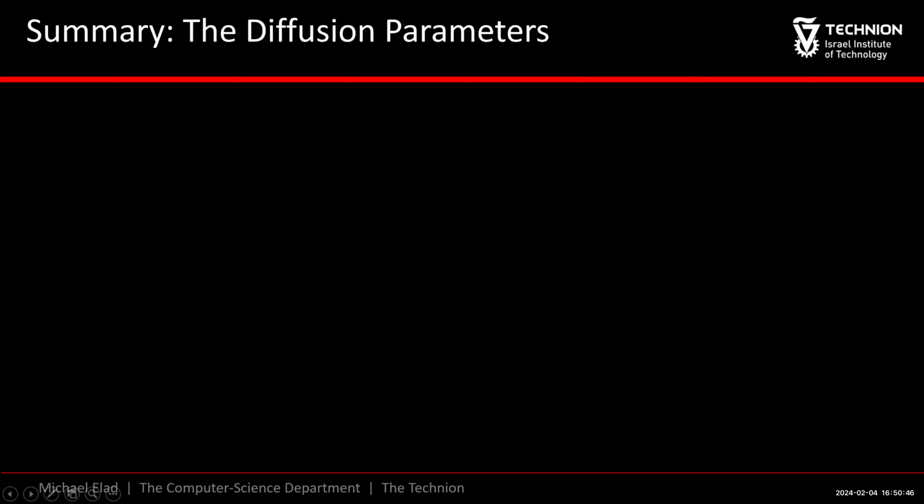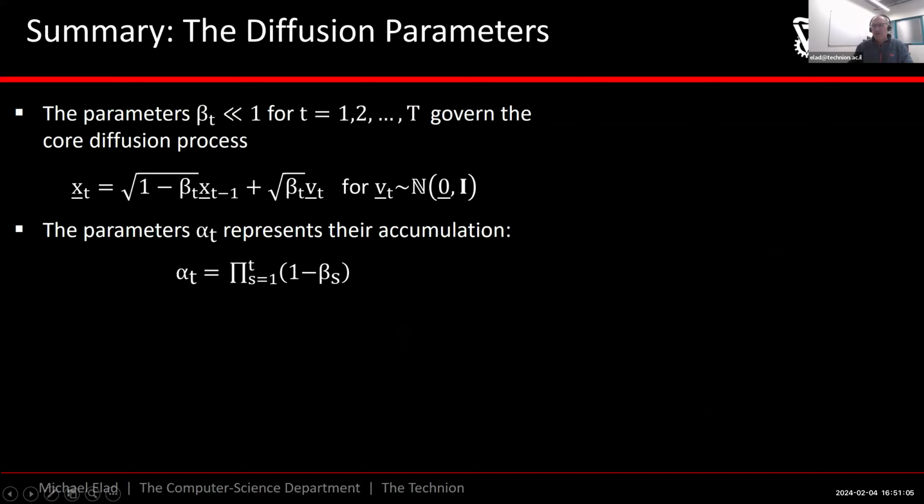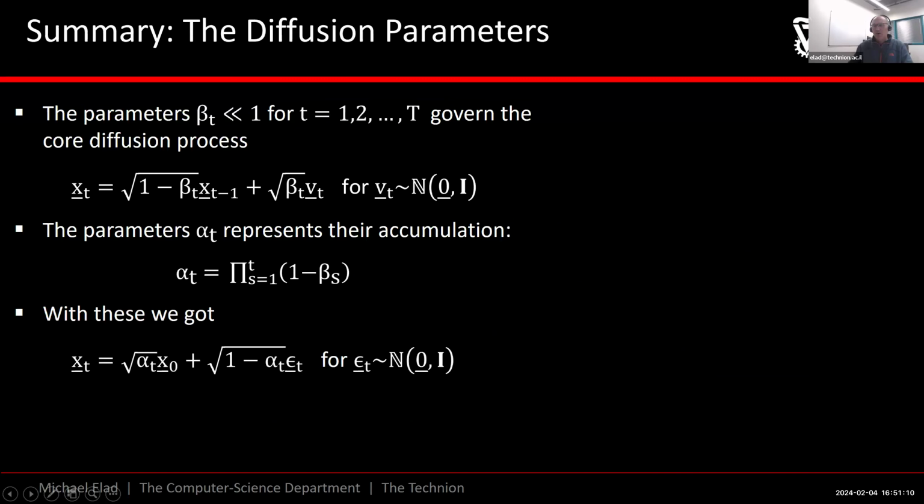Okay, so I'm summarizing. Those betas are very small. Those betas that define how we move from xt minus 1 to xt. Very small values that are nearly 0. And this is how the process runs forward sequentially. We just saw that by defining alpha t as the accumulation of the 1 minus betas, we get another formula that can give us large jumps forward, only forward.